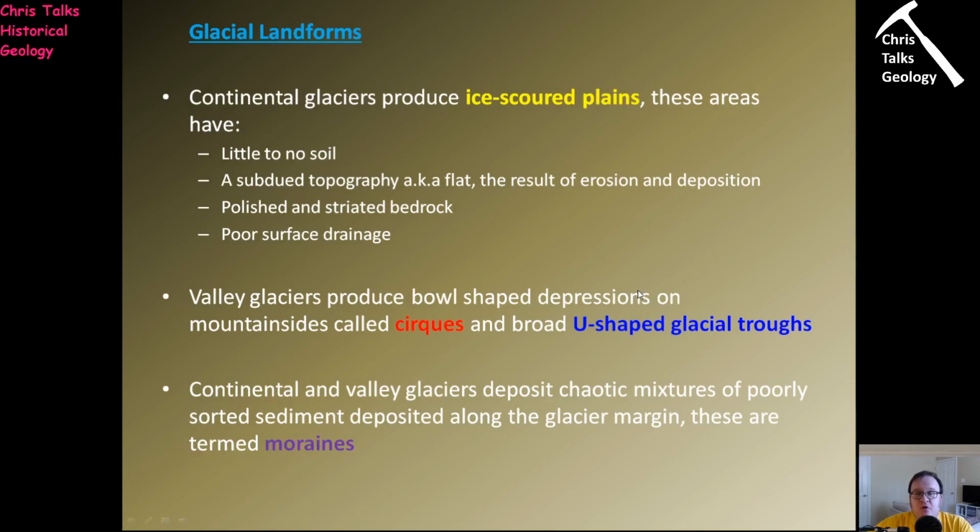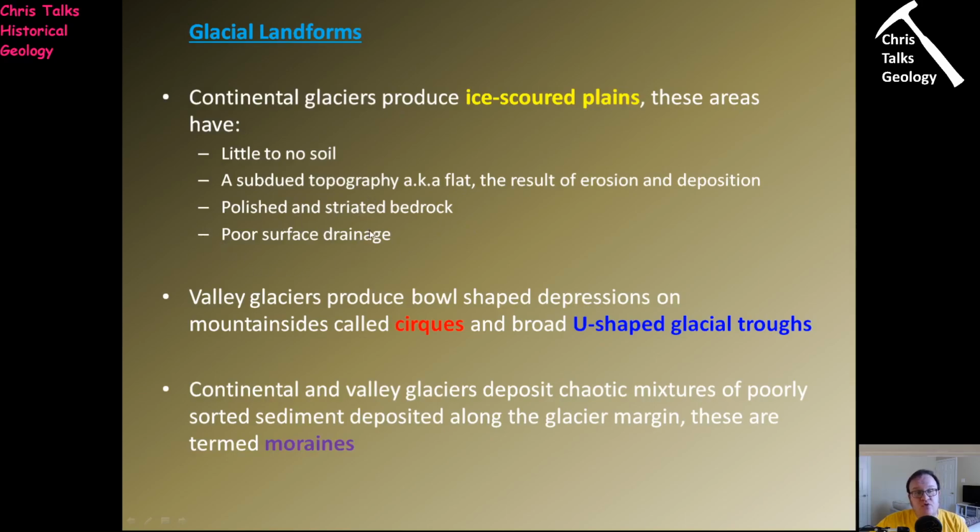So what are the landforms which are associated with glaciers? Well, one of the most obvious ones is called the ice-scoured plain. Remember, this is the area where the glacier has acted like a bulldozer. So there is little to no soil. There is subdued topography, so the area is really, really flat. Once again, the glacier's bulldozed away topography. The rocks themselves are polished and striated. We discussed why that is earlier.